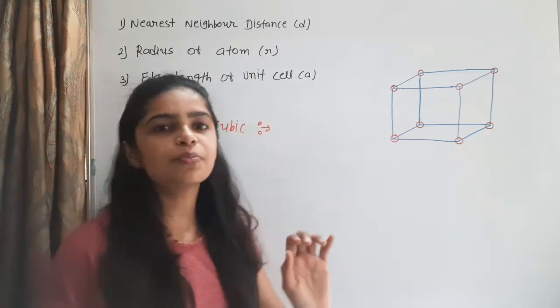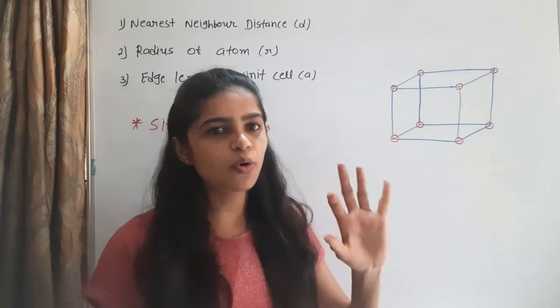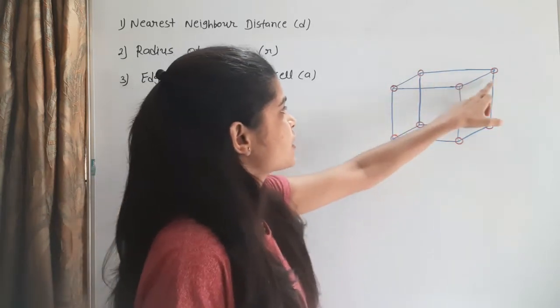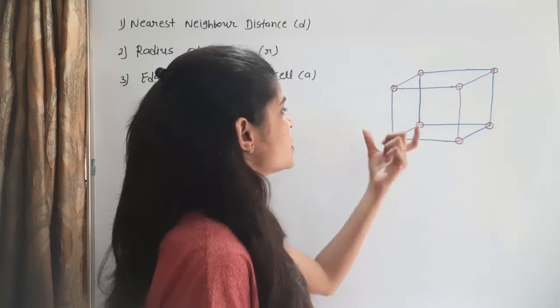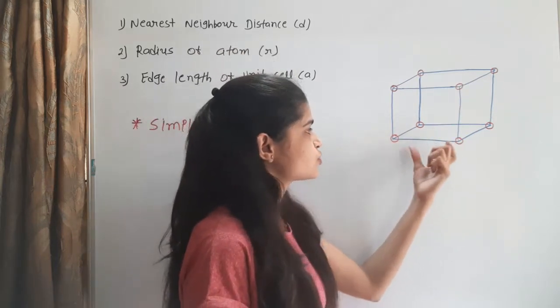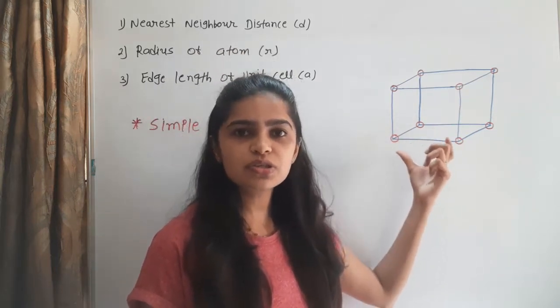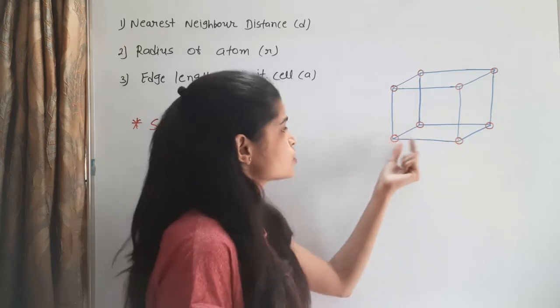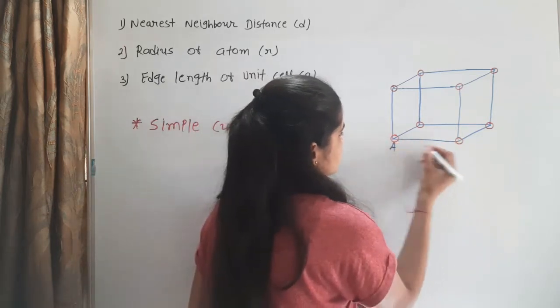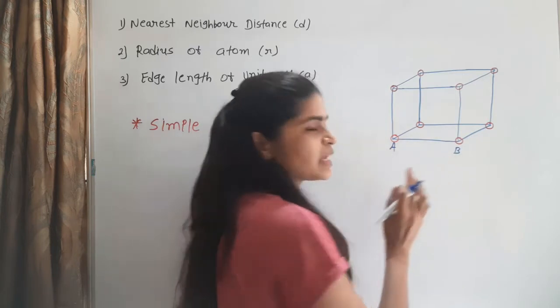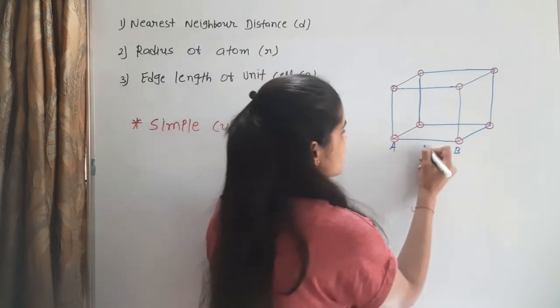In the simple cubic, all atoms are present on the corners like this. These corner atoms are attached to each other, meaning they touch each other. So this distance between atom A and atom B is the edge length A.